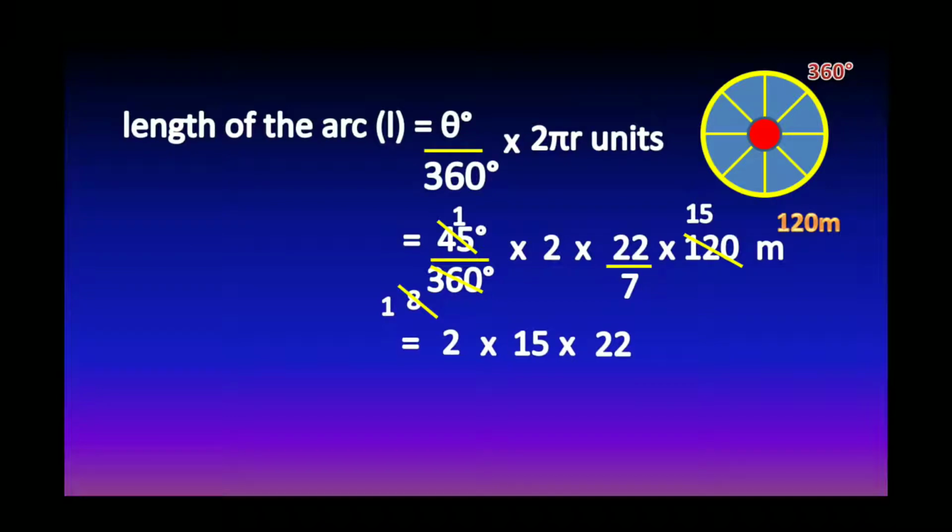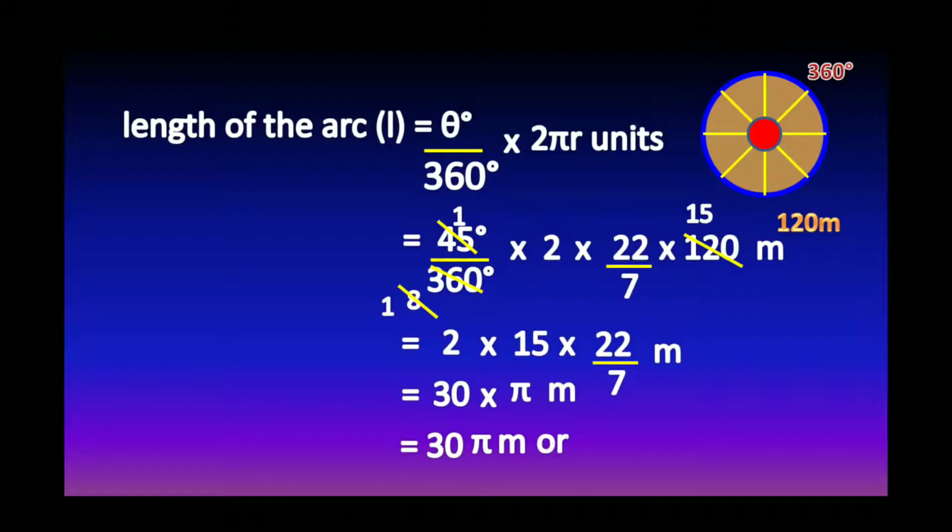Now you can multiply 2 into 15 into 22 by 7 meters. 2 into 15 is 30, and 22 by 7 is the value of pi. So we can write this as 30 into pi, that is 30 pi meters. Or you can take the value of pi, that is 3.14, and multiply by 30. So your answer will be 30 into 3.14, which gives you 94.2 meters. This is the length of the arc.